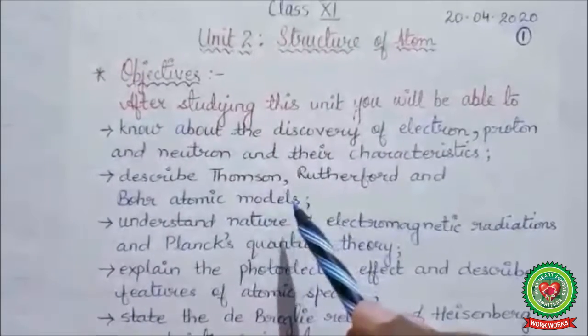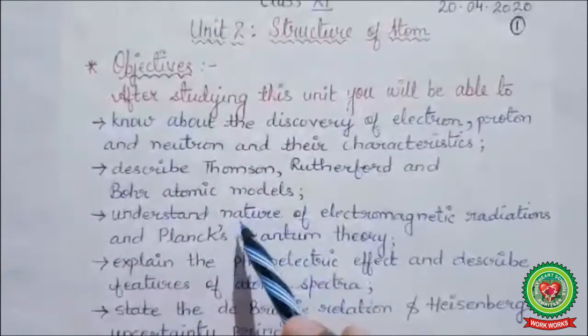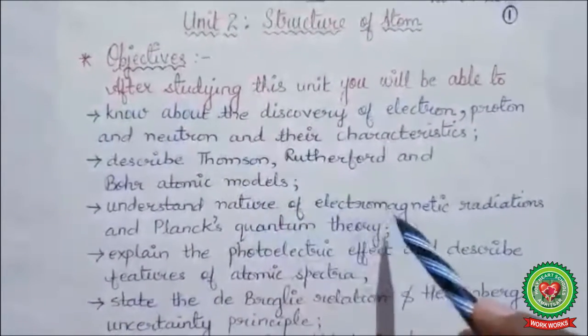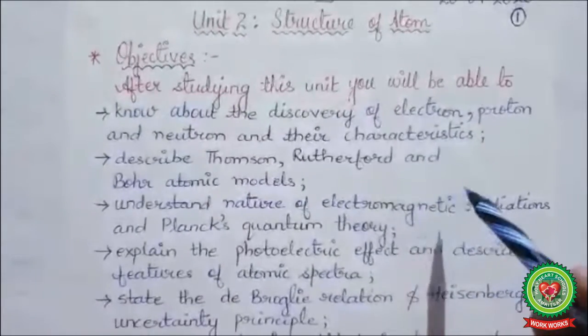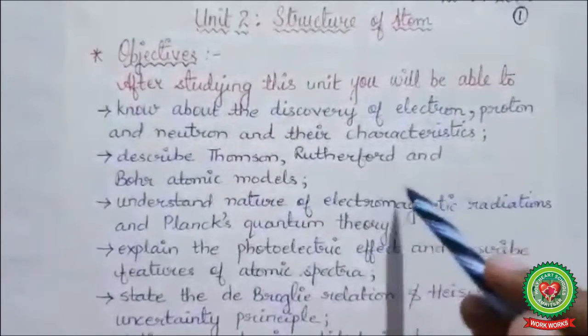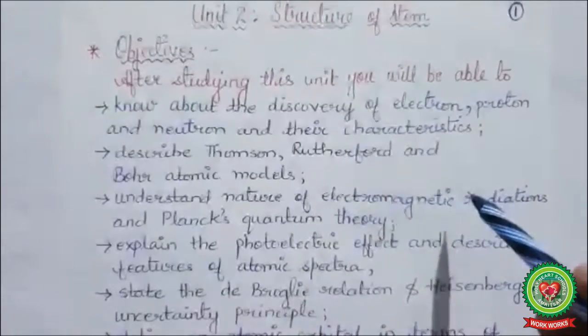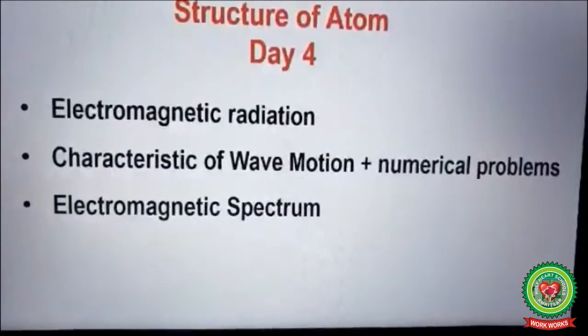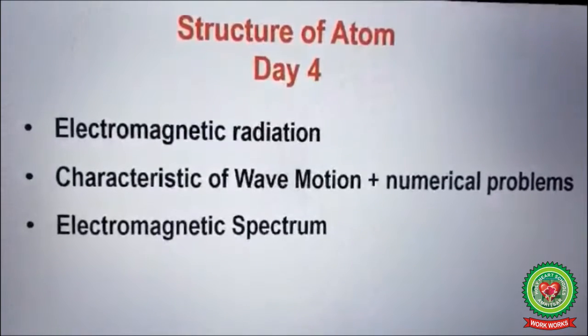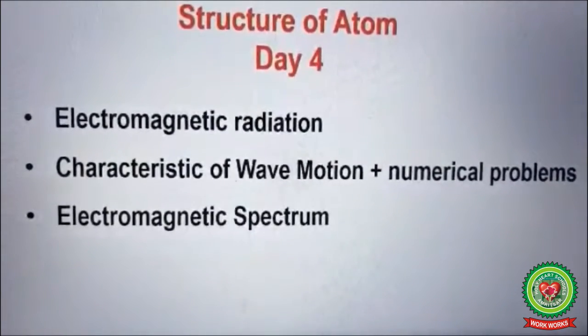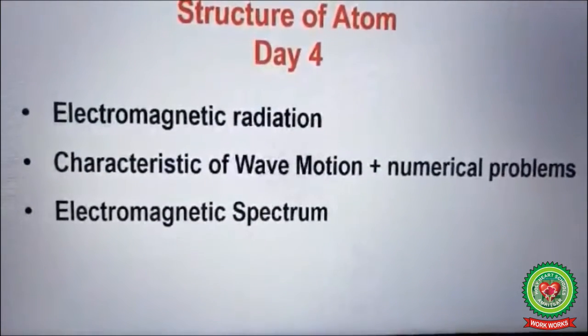But before starting the Bohr atomic model, we should know what the nature of electromagnetic radiation is, because matter interacts with light. So, we should first understand what that light is. Today we are going to discuss electromagnetic radiation, characteristics of wave motion and its numerical problems, and the electromagnetic spectrum.